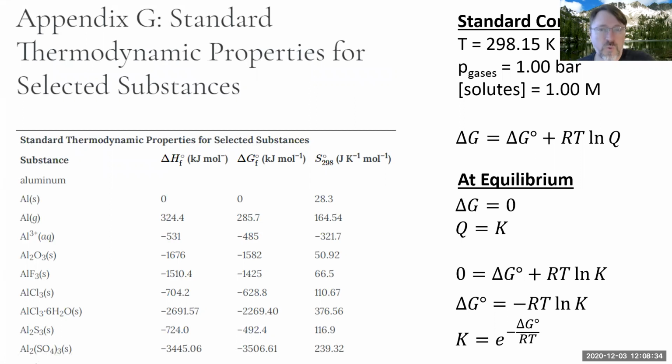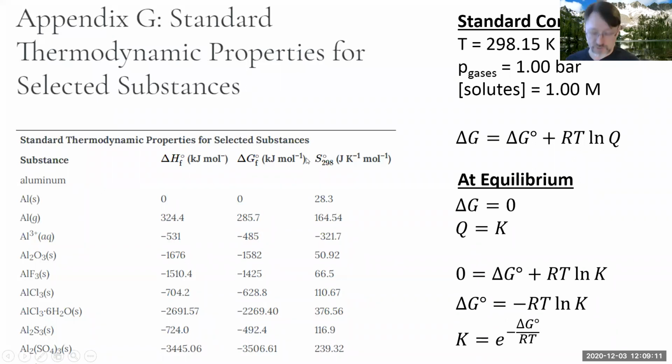So where we're going to start here is looking once more at the Appendix G from your textbook, which has a table of standard thermodynamic properties for a variety of substances. We talked about this a bit on Monday and Tuesday, where we have the standard enthalpies of formation, the standard Gibbs free energies of formation, and the absolute entropies under these standard conditions. But one thing we didn't really talk about very much is what this little degree sign that you're seeing up here means.